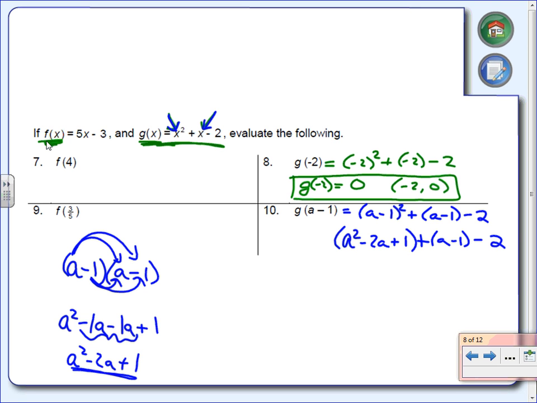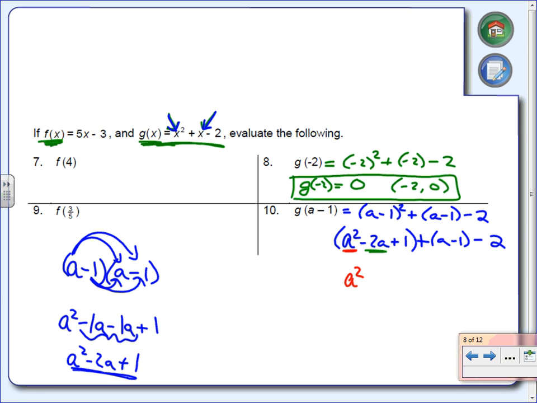Now keep in mind, when you add and subtract, you can only add and subtract terms that are alike. So when I add over here, this a squared, I can only add it with another a squared. But do you see another a squared in the problem? No. So let's leave that one alone. Don't touch it.